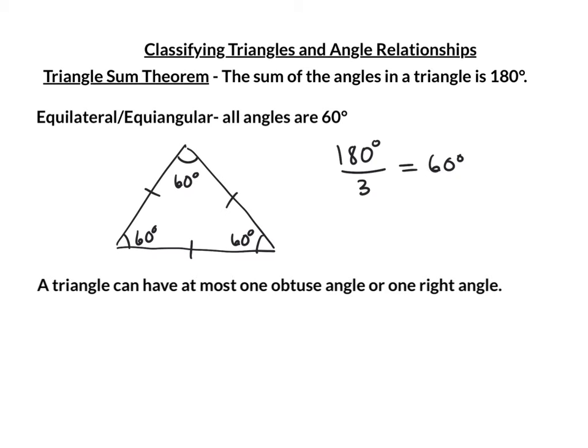And a triangle at most can have one obtuse angle and one right angle. If you have one obtuse angle, that's an angle greater than 90. You couldn't have two of them because that would make more than 180. And if you had a right angle, you couldn't have two of them because two of them would make 180 degrees and you'd have nothing left for the third angle. You can have at most one obtuse and one right angle in any triangle.